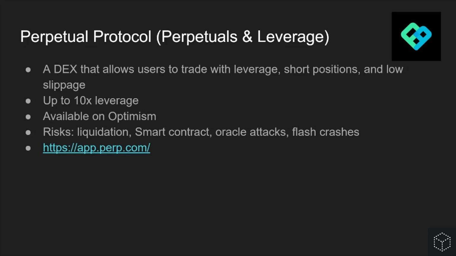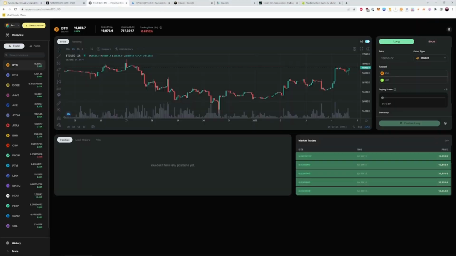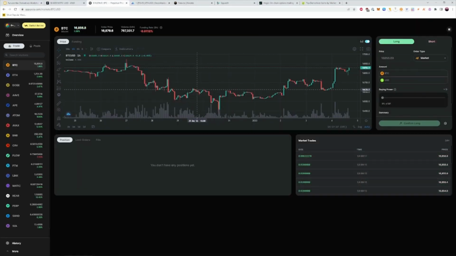And again, the risks are basically the same as dYdX. So liquidation risk, smart contract risk, Oracle attacks, and flash crashes. So the interface for Perpetual Protocol looks very much the same. You can have your long or your short positions here on the right and determine if you want to have a limit or market buy or sell. Or I guess buy on both, but long or short.